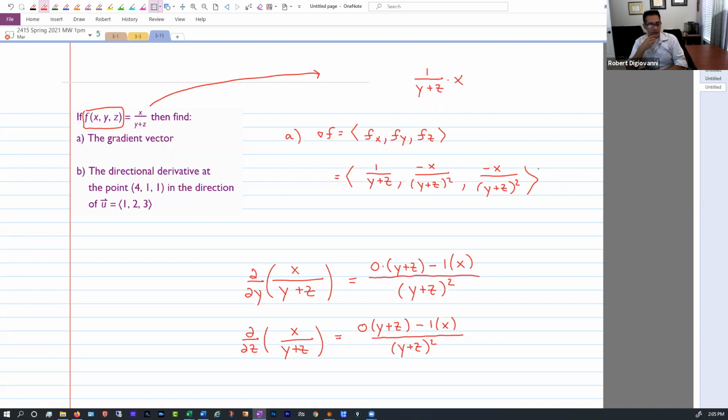You ready for part B? We want the directional derivative at the point (4, 1, 1). So (4, 1, 1) is our x, our y, our z, and we want it in the direction of the vector (1, 2, 3). So is (1, 2, 3) a unit vector?